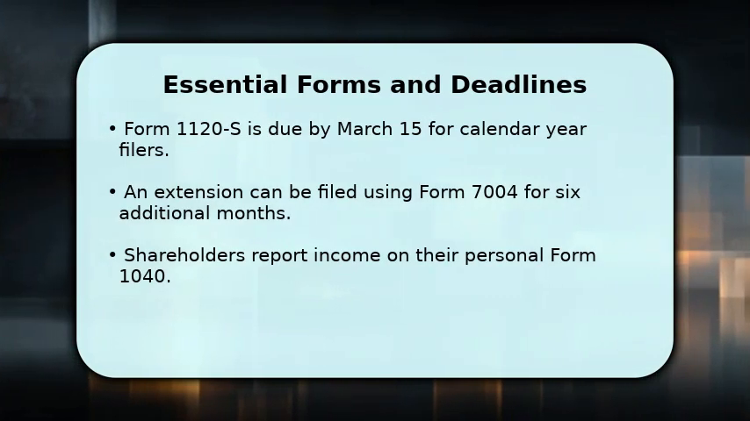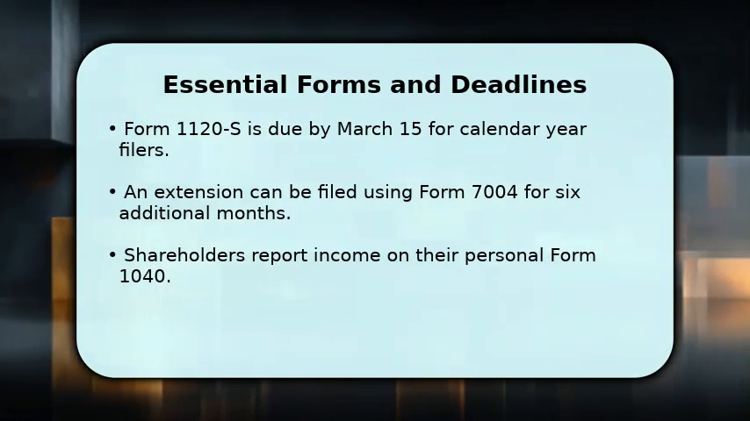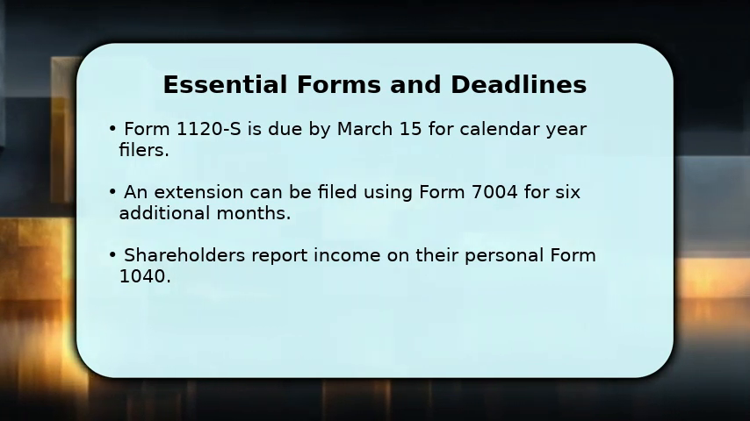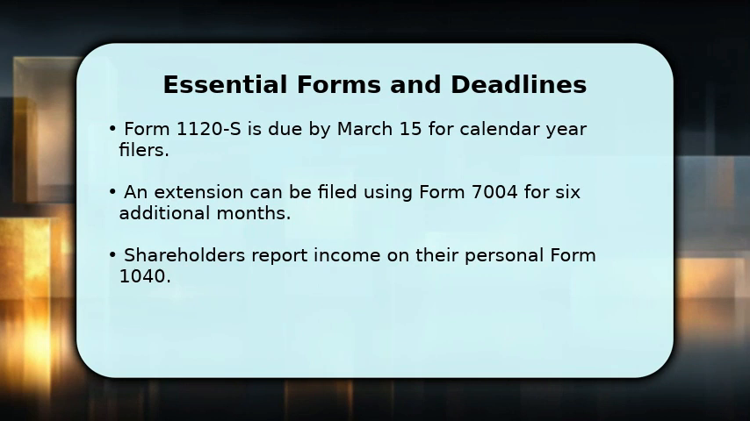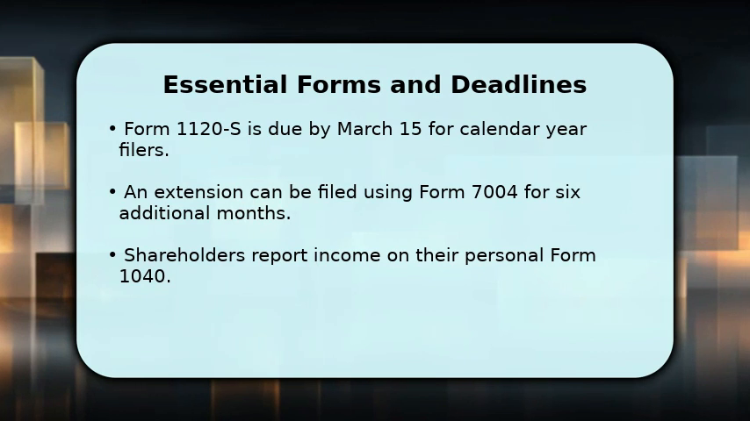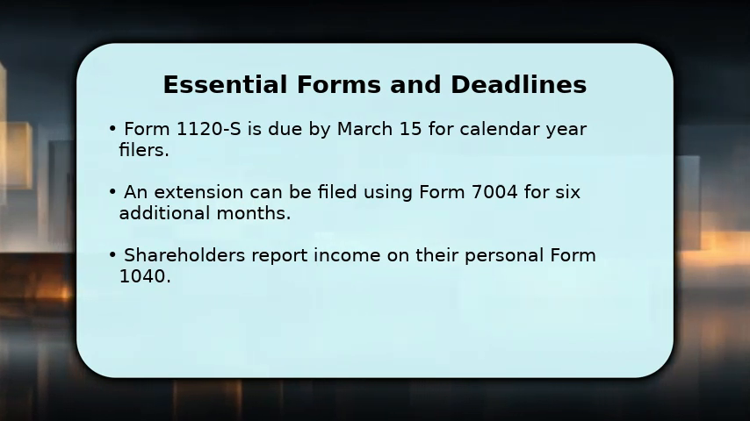Understanding key forms and deadlines is vital for S-Corp compliance. For most S-corporations operating on a calendar year, Form 1120-S is due by March 15. If you need more time, you can file Form 7004 to get an automatic 6-month extension.